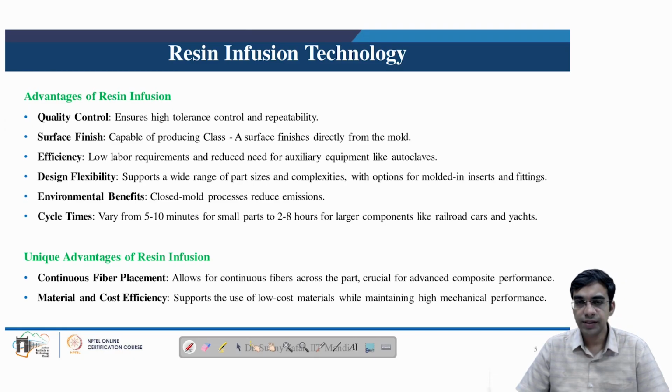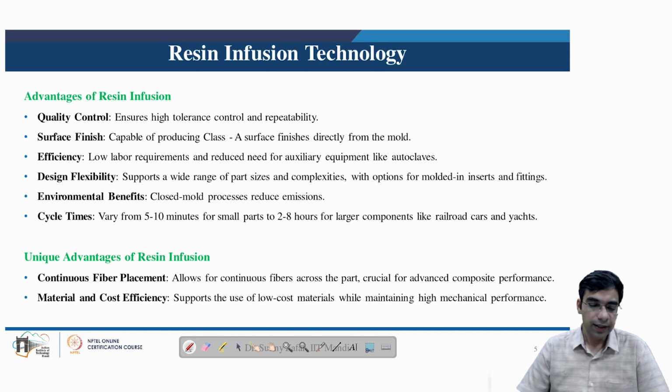The efficiency of the process is also higher as there is low labor requirement and reduced need of auxiliary equipment like autoclaves. Design flexibility also includes support for a wide range of part sizes and complexities, with options of in-molding inserts and fittings. Environmental benefits of this process include reduced emissions. As we have seen, this process is a closed mold manufacturing process. Furthermore, the cycle time of the process can range from a few minutes for small parts to 2 to 8 hours for large parts like railroad cars or yachts.